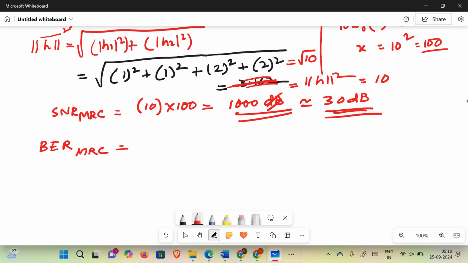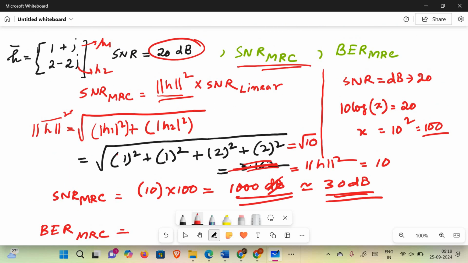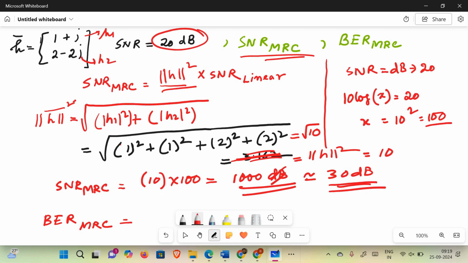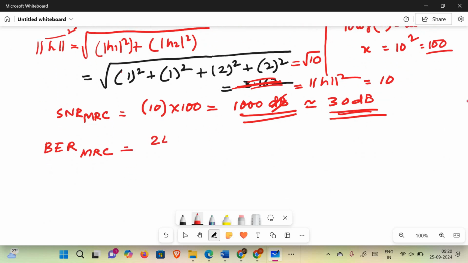Where is L? Where is your L here? How do I know that? These are two antennas? No, this is not antenna, this is two paths. Where is the value of L? This is H1, H2. Does that give you any information about L? L is about the number of antennas. Right? So ideally, even if this is provided to you, we can use the formula directly as 2L minus 1 choose L, times 1 by 2 SNR, whole to the power L. We can use that. How much are you getting?